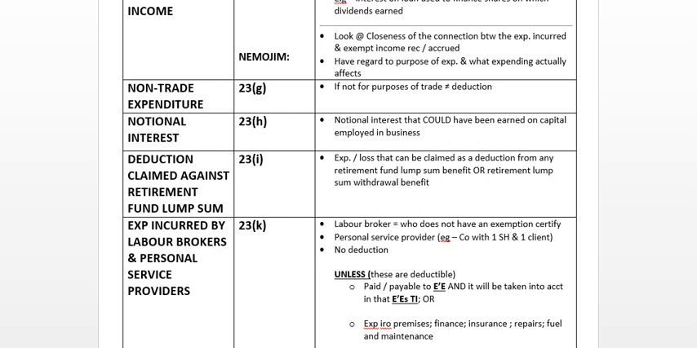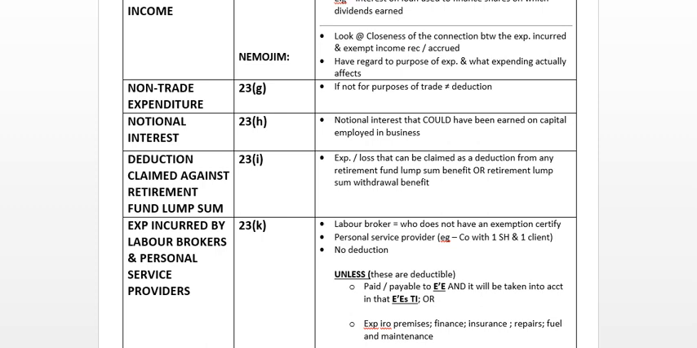So non-trade expenditure: if it's not for the purpose of trade, then it's not deductible. It's in the definition of deduction, it has to be in relation to a trade. If it's not in relation to a trade, then no, it's not an allowable deduction.